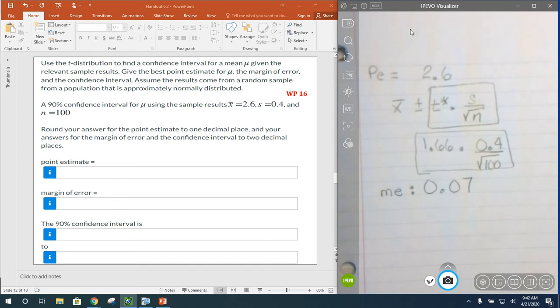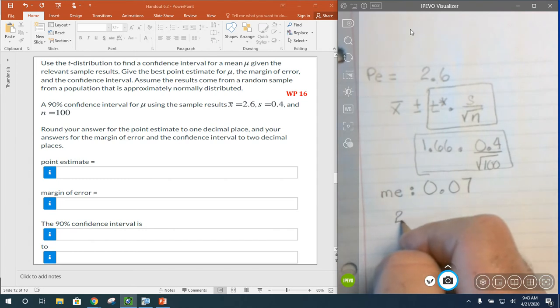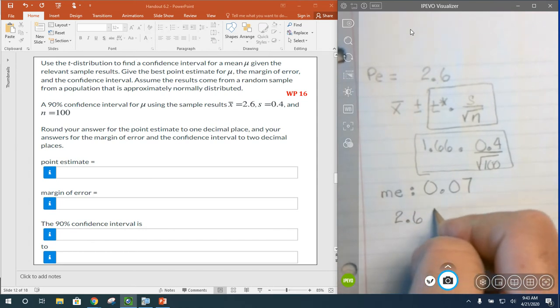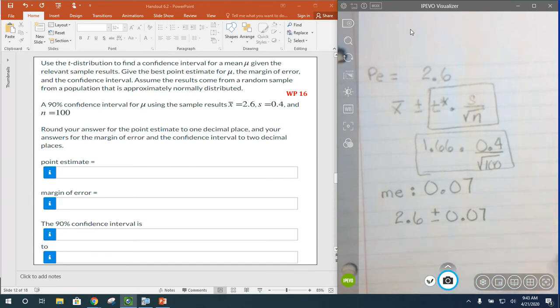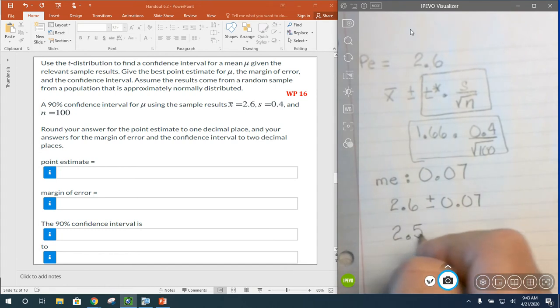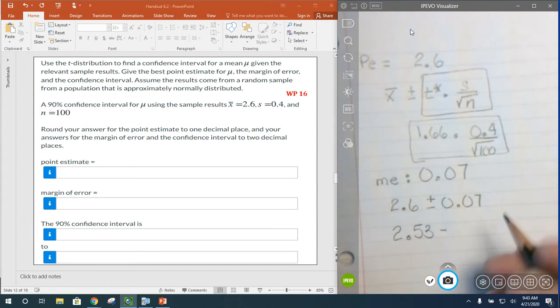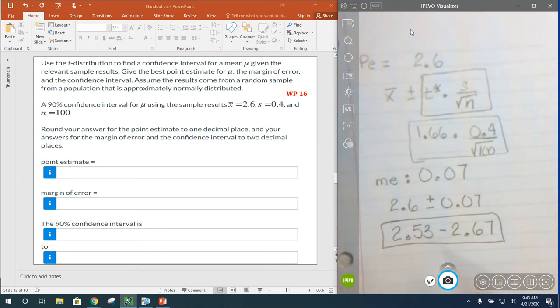So now for my confidence interval level, I'm going to take my original data point, 2.6, my statistic, I'm going to add and I'm going to subtract my measurement of error, 0.07, and I'm going to get a confidence interval level that goes between 2.53 and 2.67. This was ultimately my CI that I was trying to find.